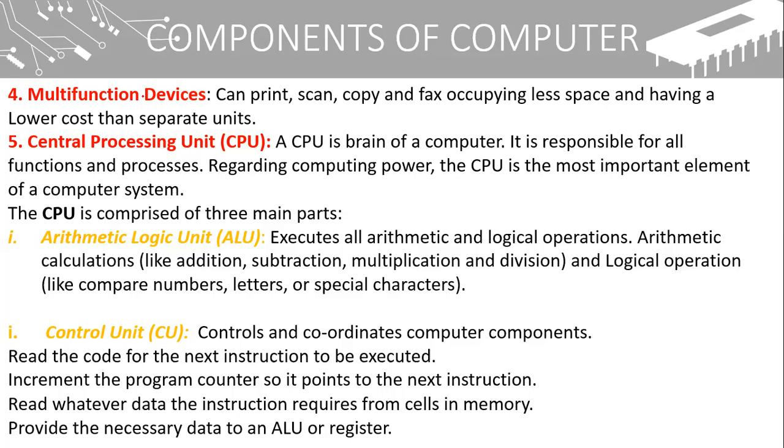So the CPU, as I said, comprises 3 parts. There is what we know as the arithmetic logic unit. The arithmetic logic unit executes all the arithmetic and logical operations, the arithmetic calculations like addition, subtraction, multiplication, and division. So there is a part of the CPU that is responsible for anything that has to do with arithmetic or calculations. This is what we know as the ALU, the arithmetic logic unit.